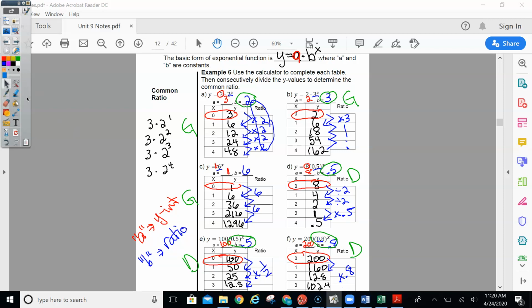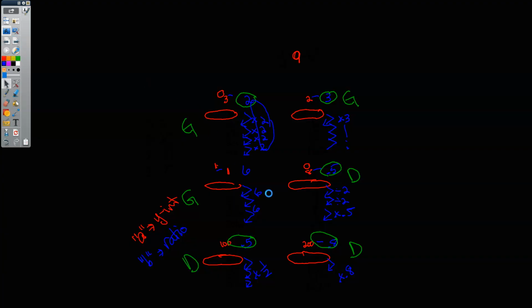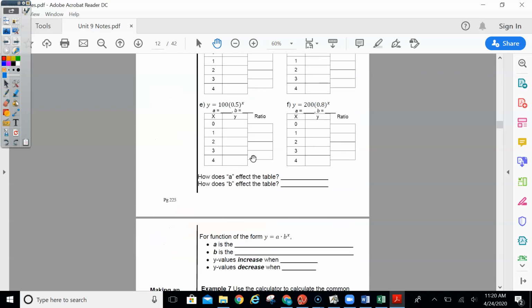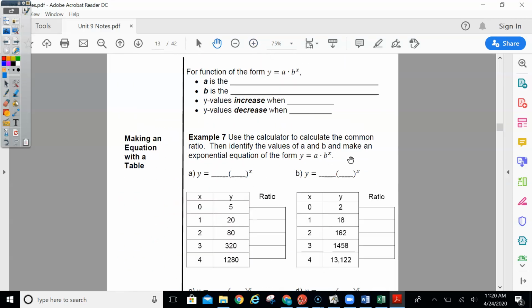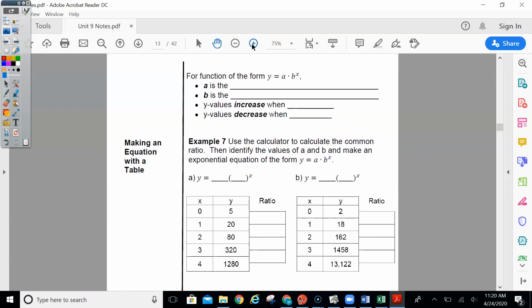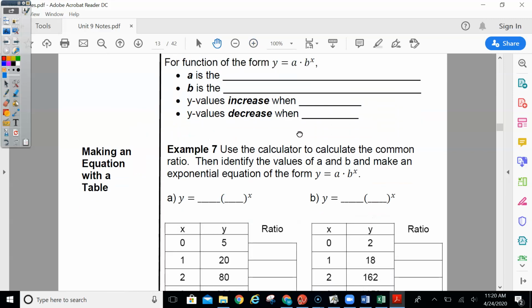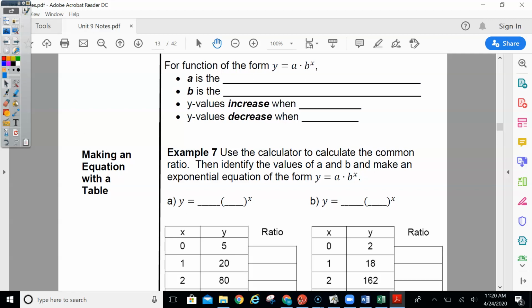Okay, so now what I want you to do is, given a table, you should be able to make the equation from that table. So over here, I really don't even need to see the whole table because it's telling me it's an exponential function. So I know it's going to be the same ratio. I just need to get a couple of numbers.